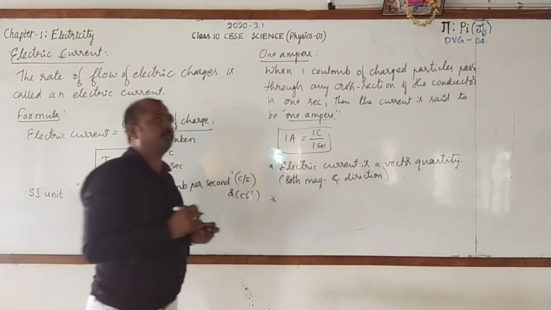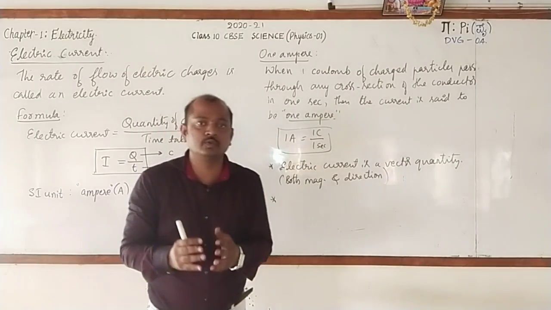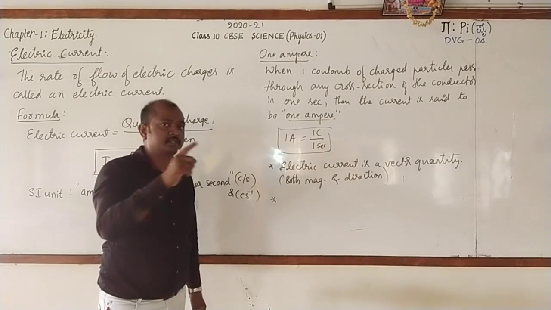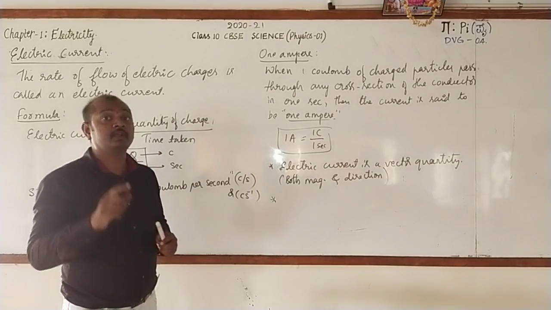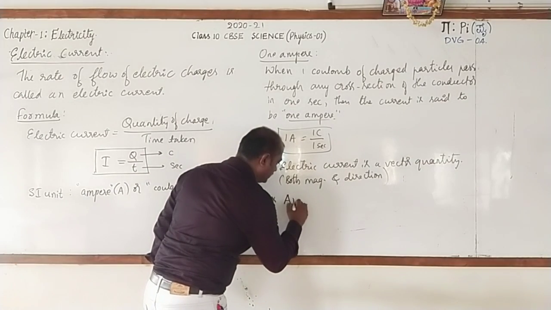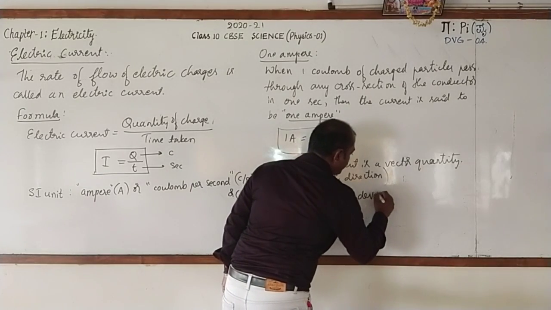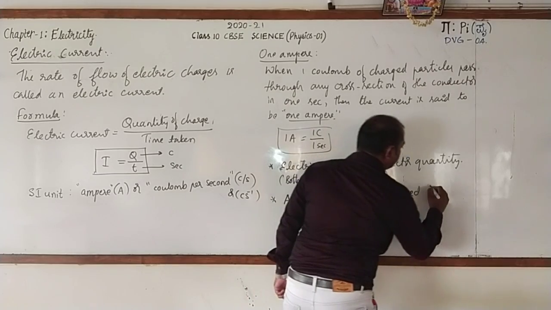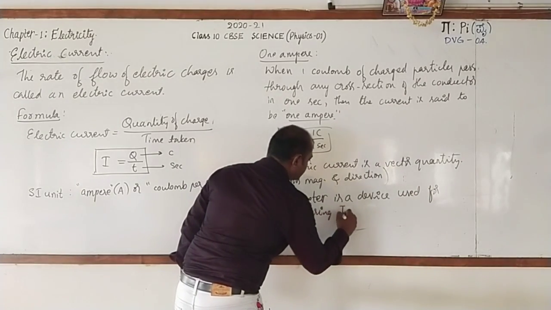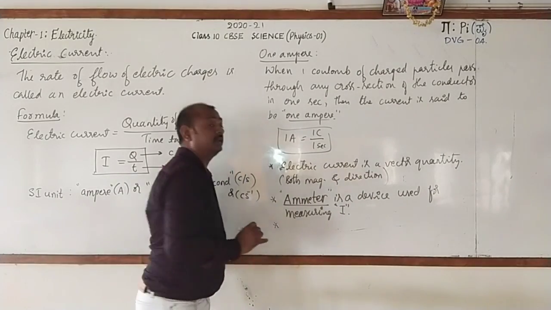Then another important question: is there any device that we can use for measuring the amount of current flowing in the conductor? Yes, the name of the device is ammeter. Here I'll write: ammeter is a device used for measuring electric current, that is I. Ammeter is a device used for measuring electric current.